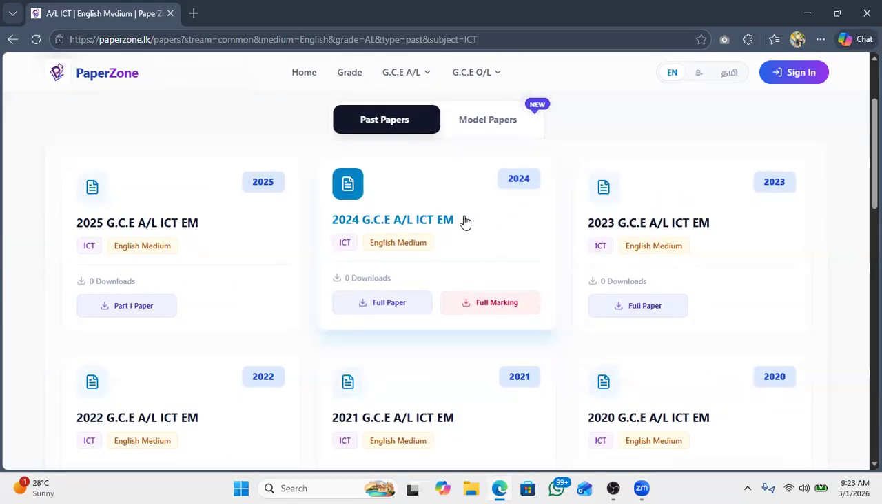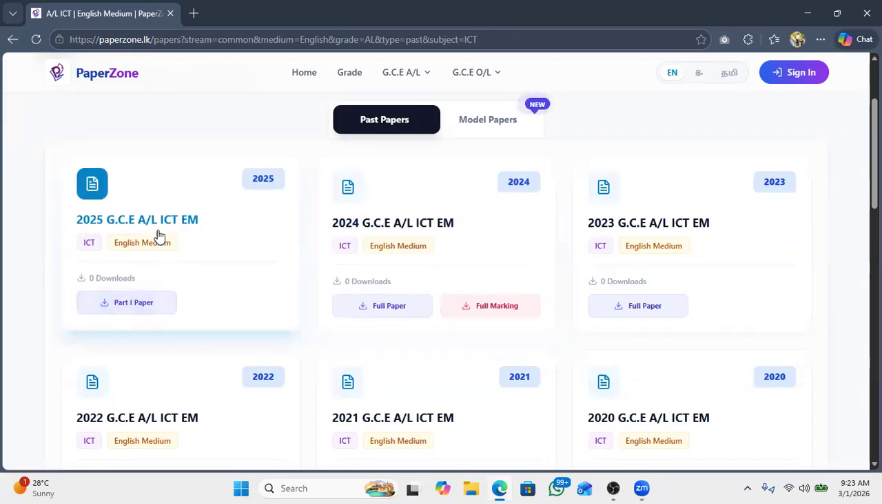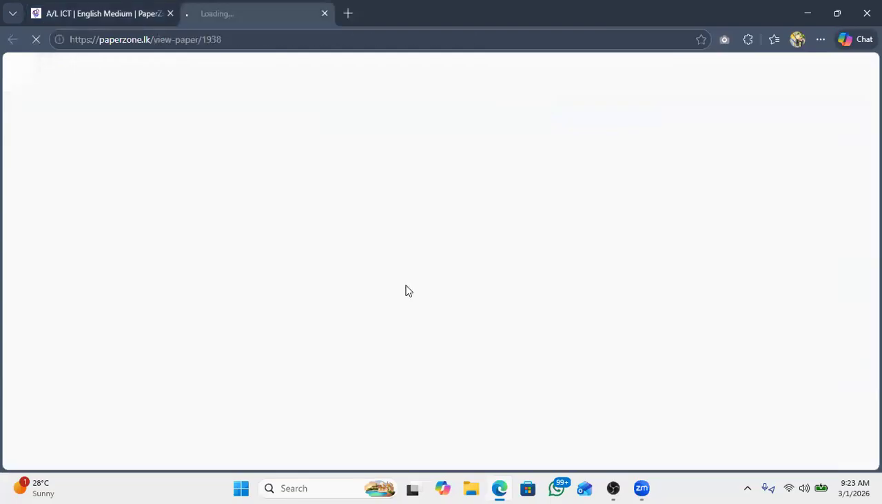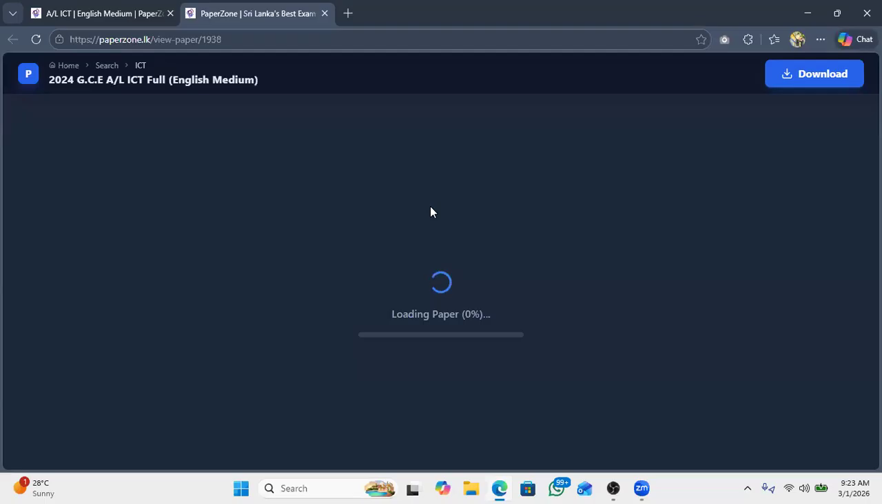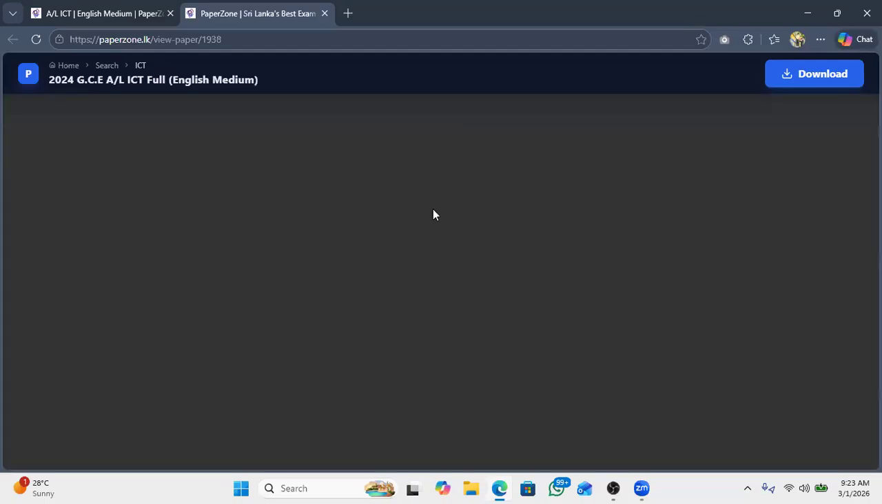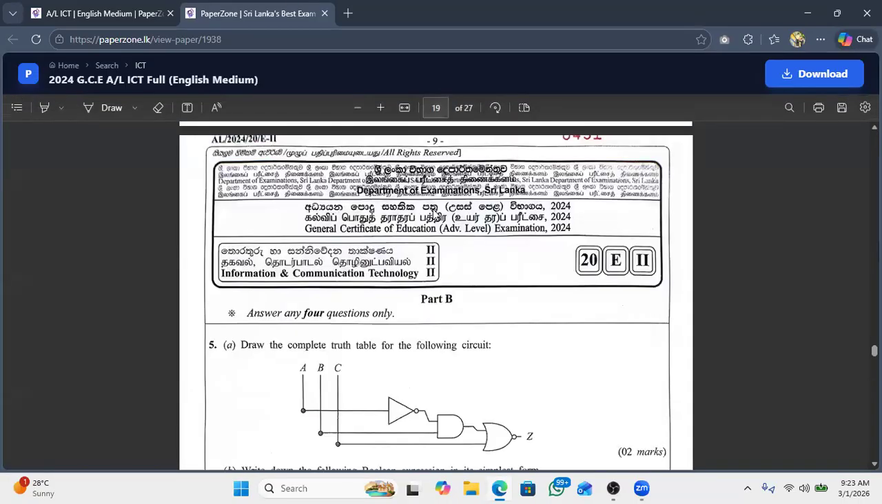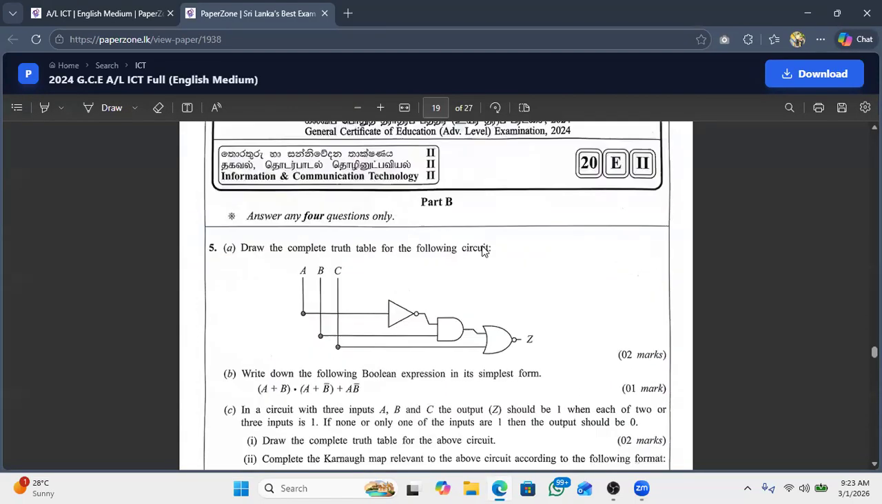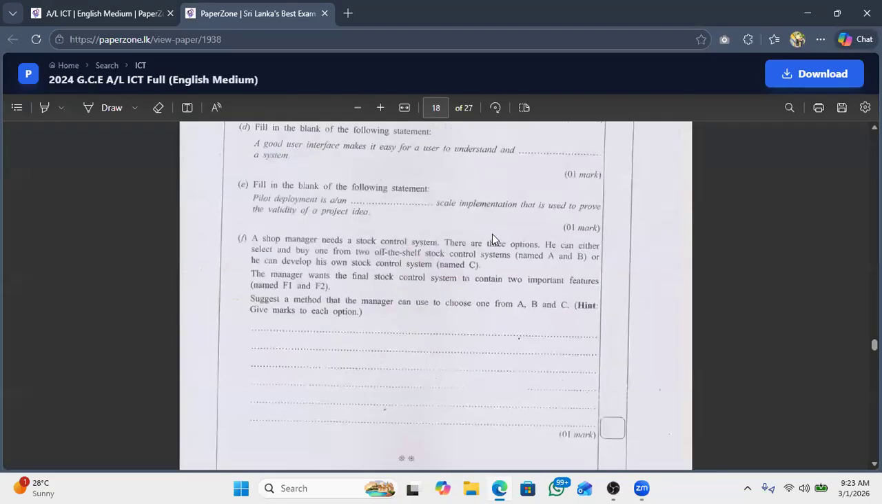For now, let's use this. Here we don't have a part 2 for the last 2025 A-level exam. If you have that past paper, send it to me. Let's try with the 2024 one. Let's start from this. I will download the full paper here. Now, the 2024 GCE A-level ICT English medium past paper. This is the one. Here we have part 2, starting from part 2.